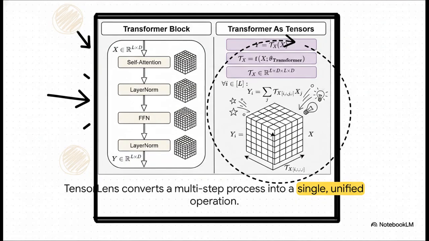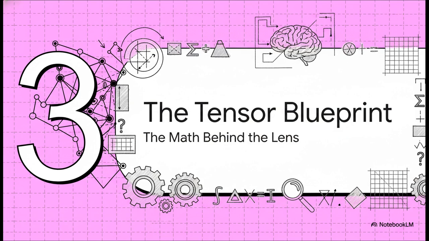And boom, this is the aha moment right here. Look at the left. That's the old way. You've got this long, complicated chain of operations, one block after another. But on the right, that's the TensorLens view. It takes that whole chain and represents it as one single, powerful operation. One massive tensor that tells you exactly how any piece of the input influences any piece of the output. It's just clean.